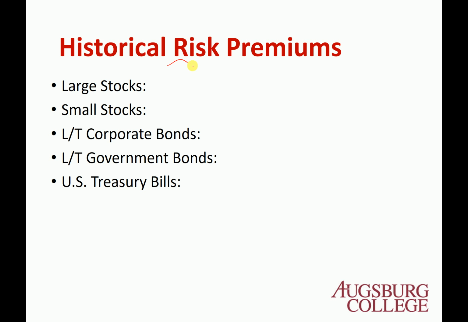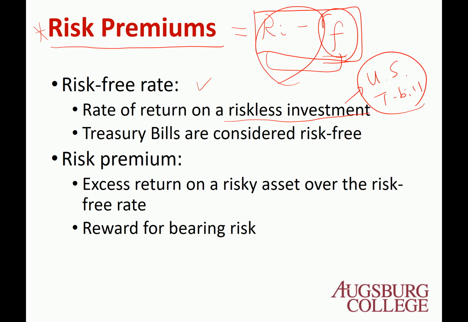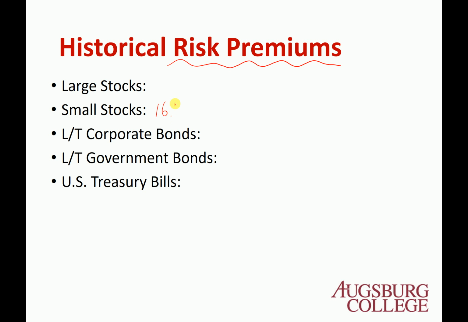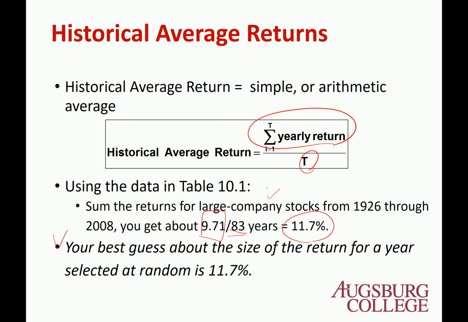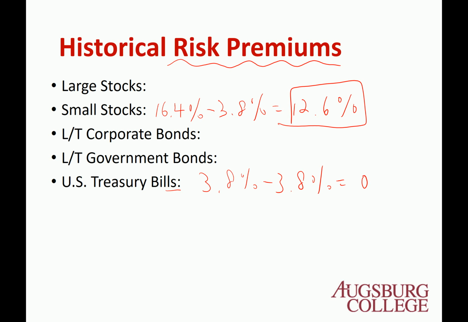So what is the historical risk premium? Let's look at one example here. Let's go back and look at the small cap stock, 16.4%. So 16.4% for small cap stock minus the risk-free rate, which I believe is 3.8%, the US T-bill rate. So it's going to be 12.6%. That's the risk premium, the amount of return you can get for taking the risk of this small company stock. What about T-bill itself? The risk premium is 0 because there's no risk you take, so there's no reward for taking any risk.